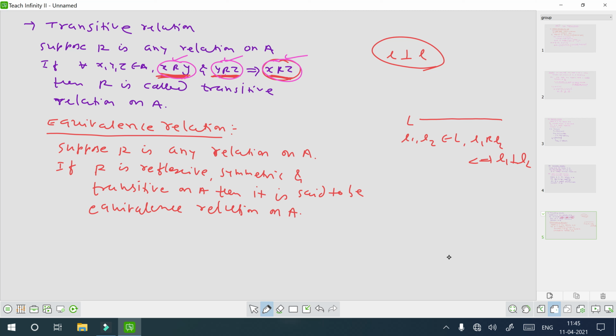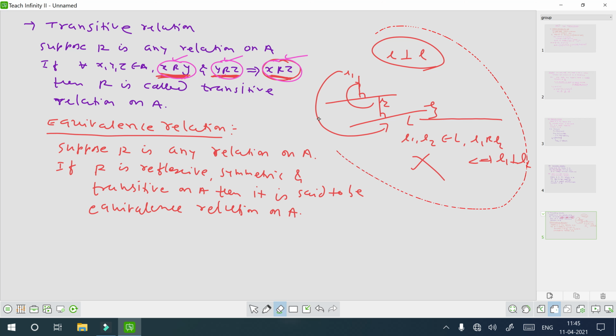So it is not reflexive. If L1 is perpendicular to L2, then L2 is also perpendicular to L1, so it is symmetric. L1 perpendicular to L2 and L2 perpendicular to L3, it is not necessary that L1 is perpendicular to L3, so it is not transitive. So this relation is not an equivalence relation.